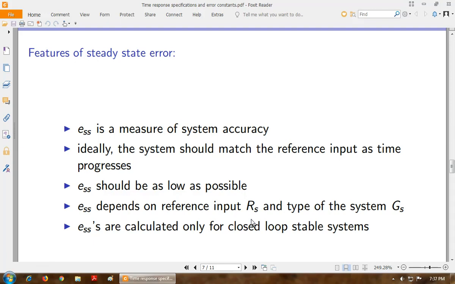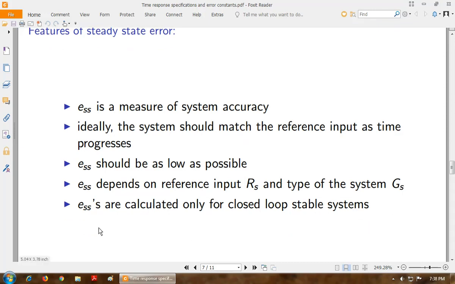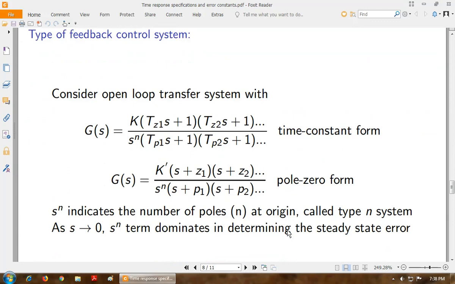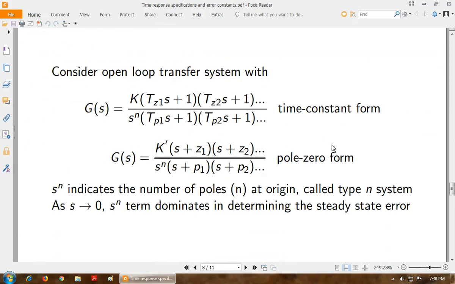Just now we saw that we have three formulations, and the type of system Gs, because that is responsible. When more of the terms of S are there, it is going to do cancellation, and the reflection of this will be there in the steady state. And steady state errors are calculated only for closed loop stable systems. Now these are the types of feedback systems mentioned in the time constant form and in the pole zero form.